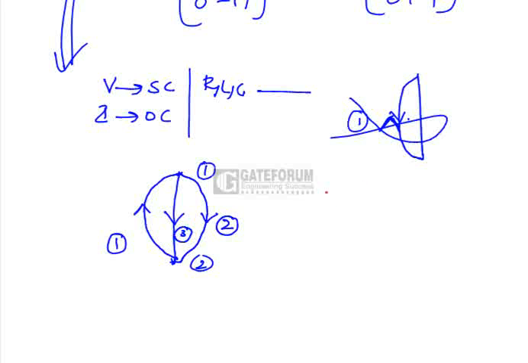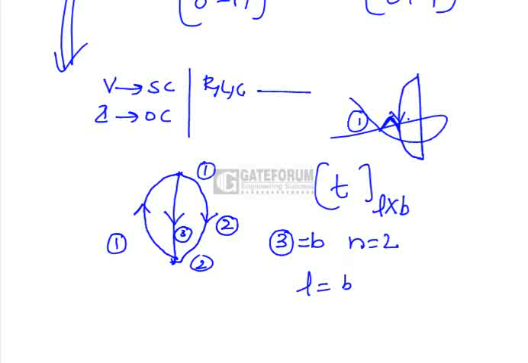Now what is the tie-set matrix? The tie-set matrix is drawn with the number of loops as rows and branches as columns. Rows equal the number of loops, columns equal the number of branches. If you see here, there are 3 branches, so B is equal to 3. The number of nodes is equal to 2. The number of links L is equal to B minus N plus 1, so this is 3 minus 2 plus 1, which is equal to 2. So the tie-set matrix is a 2 by 3 matrix.